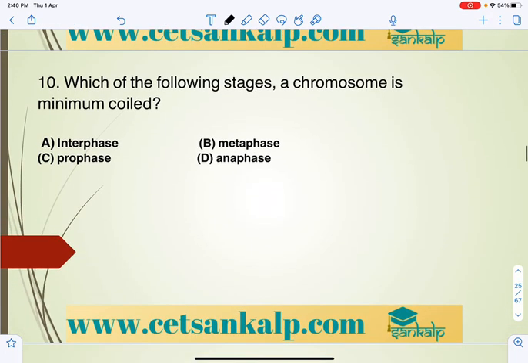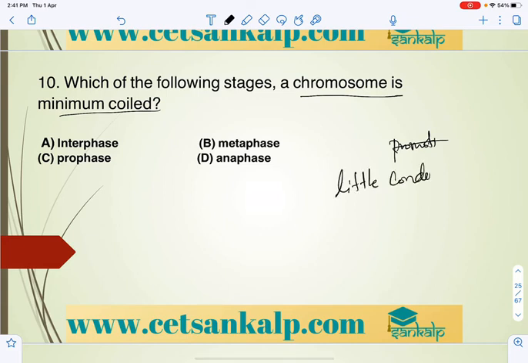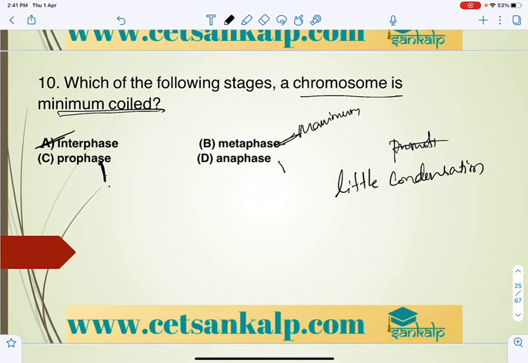In which stage is a chromosome minimum coiled? Generally in interphase, where DNA duplication takes place, there is minimum coiling, and once it enters prophase, condensation starts, showing little condensation. Maximum coiling is in the M phase, at metaphase, and then anaphase and telophase will be decondensed.